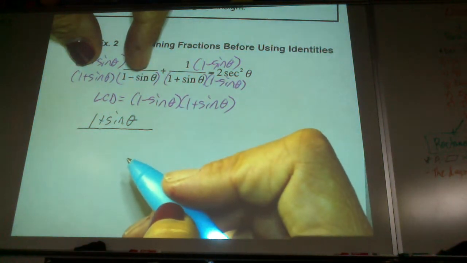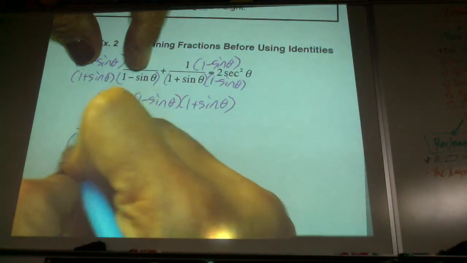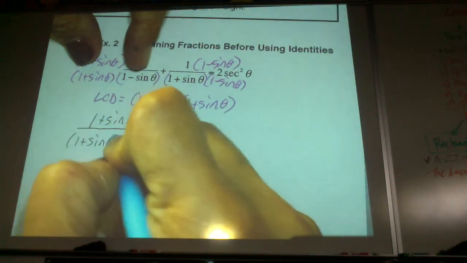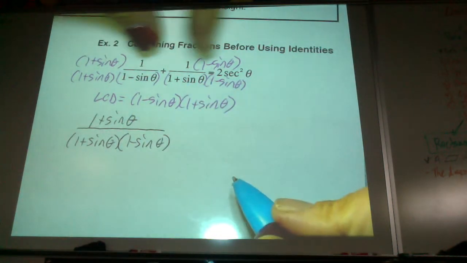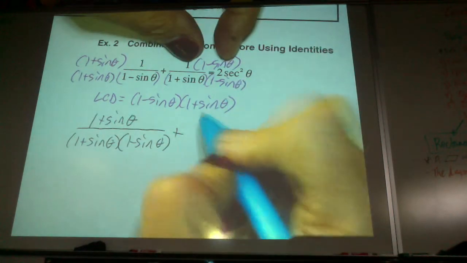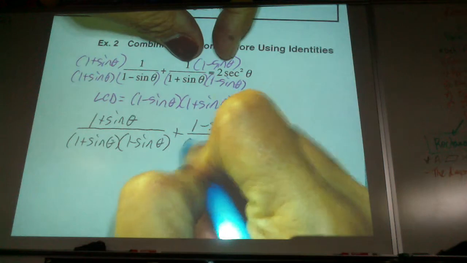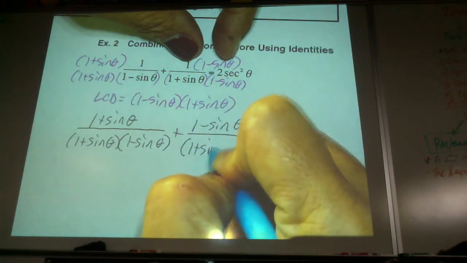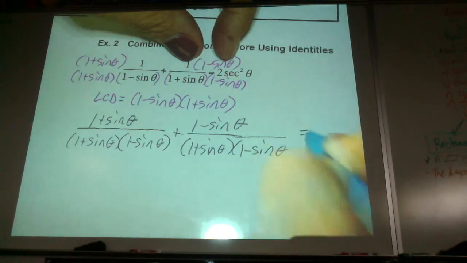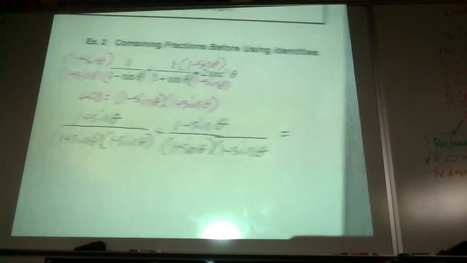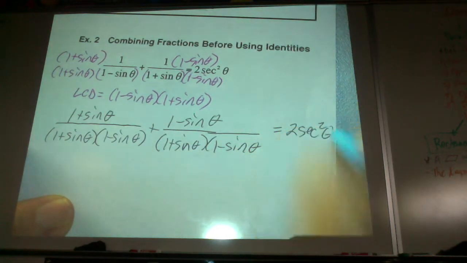I wait to multiply things to see if it's going to do me any good, because otherwise I just end up doing more work. And so I've got 1 plus sine of theta, 1 minus sine of theta. Then plus, multiplying that out, I get 1 minus sine of theta. Over the LCD, 1 plus sine theta, 1 minus sine theta. And don't forget about the right side. So the right side is 2 secant squared theta.